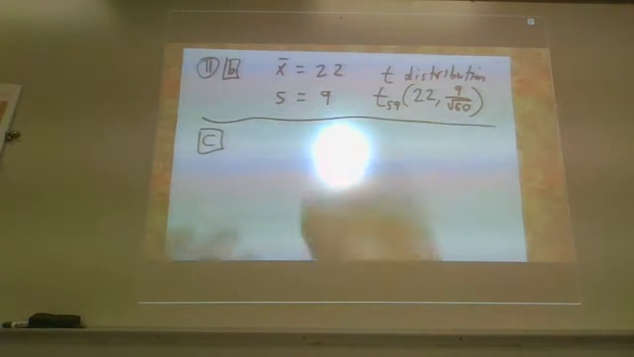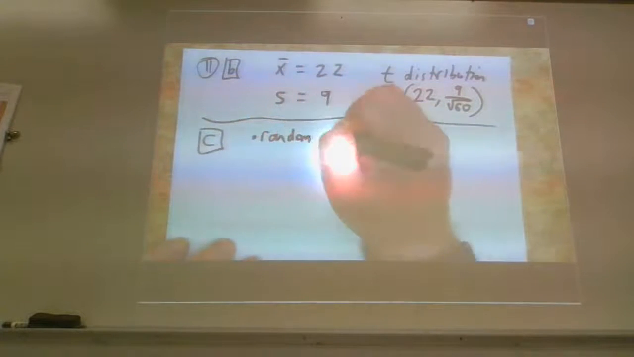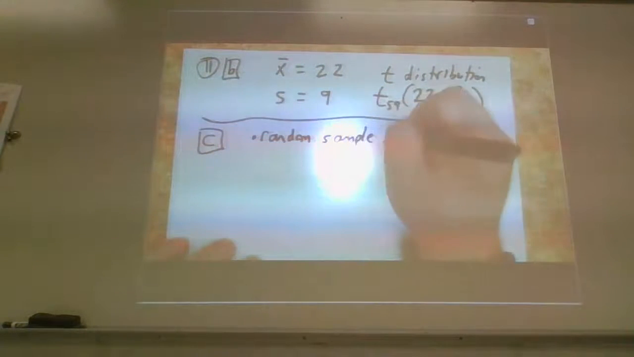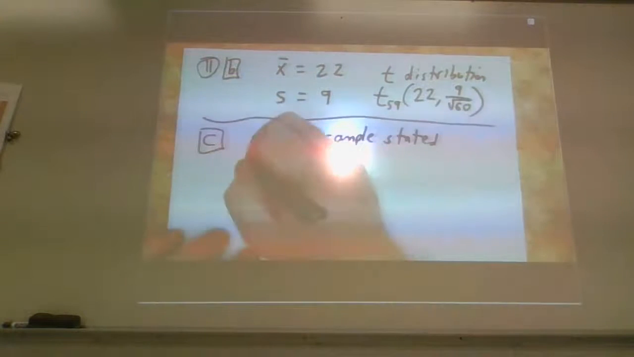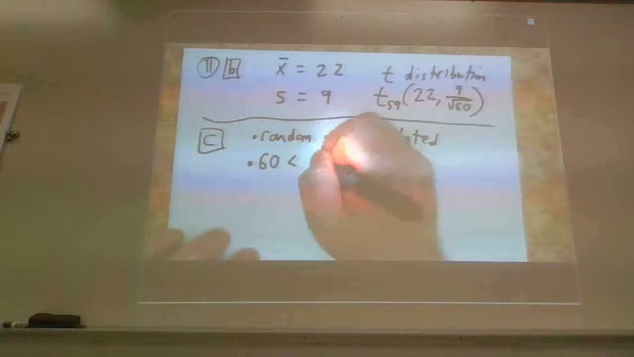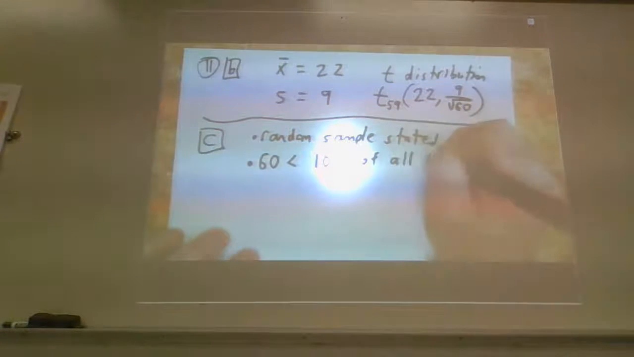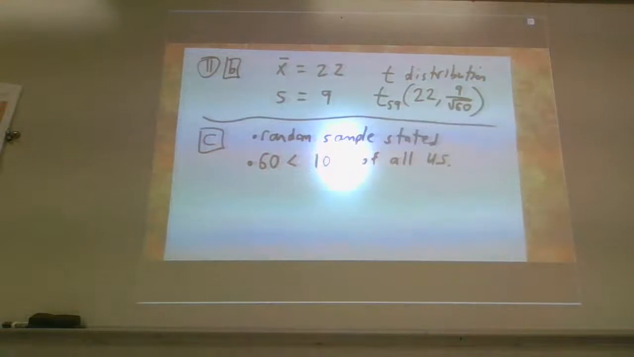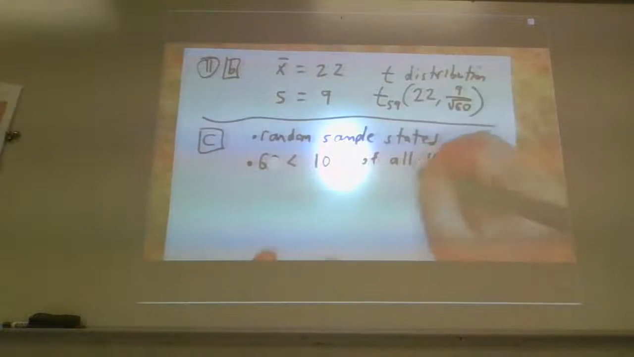So I'm going to say random sample stated. I can say that 60 is less than 10% of all U.S. companies.